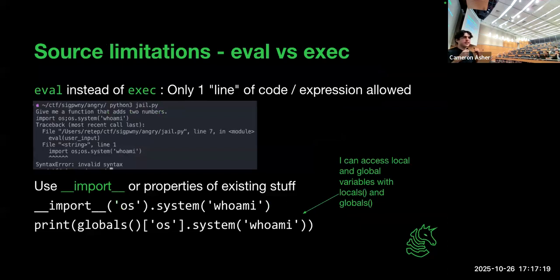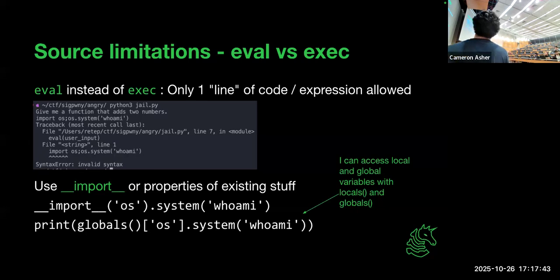So we've been showing exec the whole time. You might know about eval instead of exec. Both of these execute a string as source code, but the difference is that eval expects an expression, so you only get one line, whereas exec allows you to have multiple lines. So it's a little bit more restrictive. For instance, you can't run import and then os.system because now you have two lines, two different expressions.